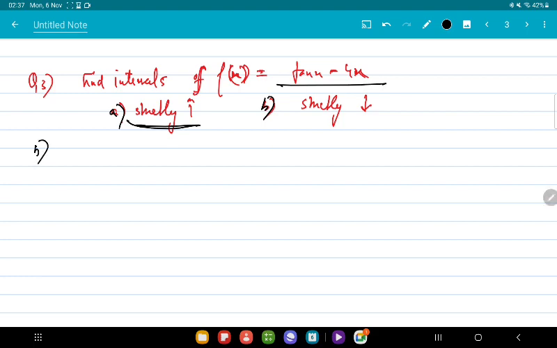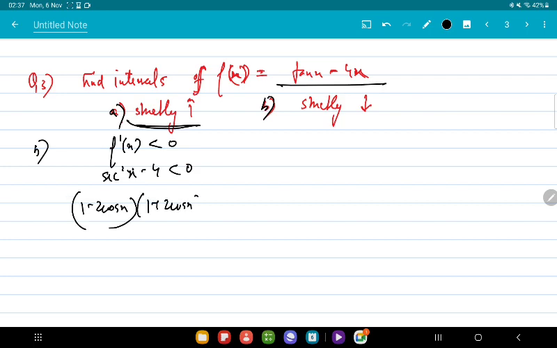So for the B part, for f to be decreasing, f dash of x should be less than 0. The same model will apply here, and the same equations will again be formed. 2 cos x cos square x. I have skipped some steps, so I guess you will understand if you have understood my previous calculation.